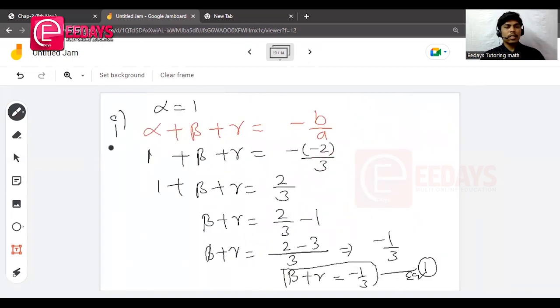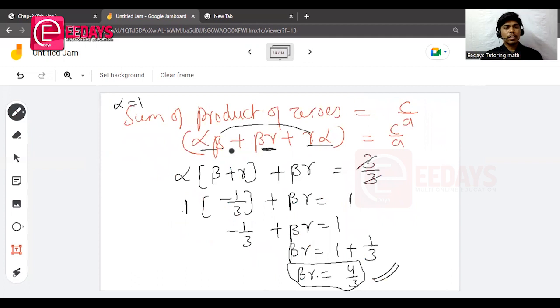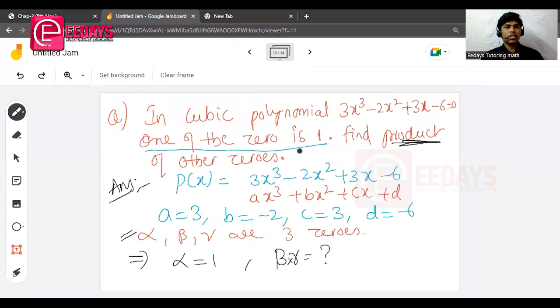Initially I took the first condition, sum of zeros. We already know the sum of zeros, sum of product of zeros, and product of zeros. So alpha plus beta plus gamma is equal to minus b by a. Alpha we already know, and beta plus gamma we substitute here. If we cross multiply, beta plus gamma is equal to minus 1 by 3, we got. And the sum of product of zeros, that is alpha beta plus beta gamma plus gamma alpha is equal to c by a. So here in alpha beta and alpha gamma, alpha is common, that's why I took beta plus gamma. We need to find beta gamma. Beta plus gamma, in the previous step we got minus 1 by 3, that's why I'm substituting minus 1 by 3 here. If you transfer minus 1 by 3 to the other side, it becomes 1 plus 1 by 3. So beta gamma is equal to 4 by 3, we got. So the product of the other zeros is 4 by 3.